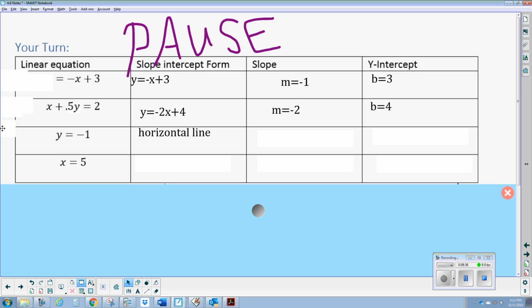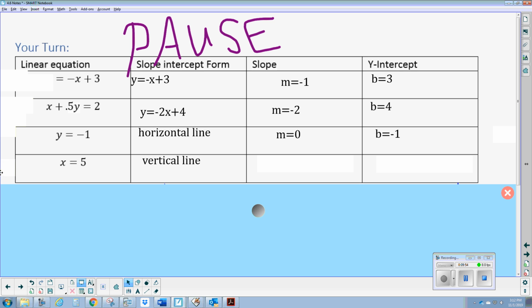In the next one, we have a horizontal line. That would be like y equals 0 times x minus 1. It's a horizontal line. In a horizontal line, the slope is 0. And the y-intercept of this equation is -1 because no matter what x is, y is equal to -1.